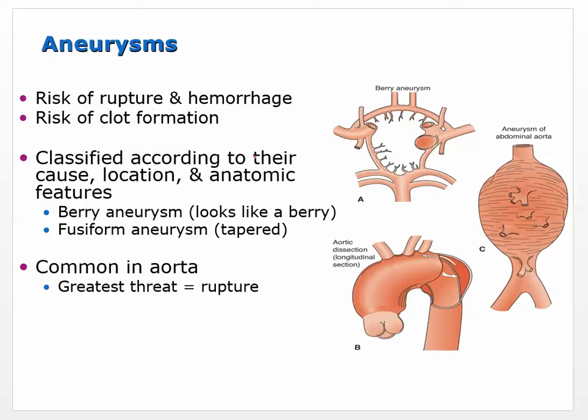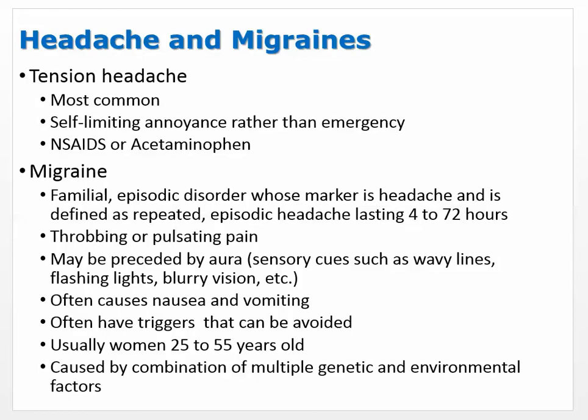Aneurysms are classified according to their cause, location, and anatomic feature. So a berry aneurysm looks like a berry. Fusiform is more tapered, so that's the form that it has. And again, common in the aorta, and the greatest threat to that also is rupture.